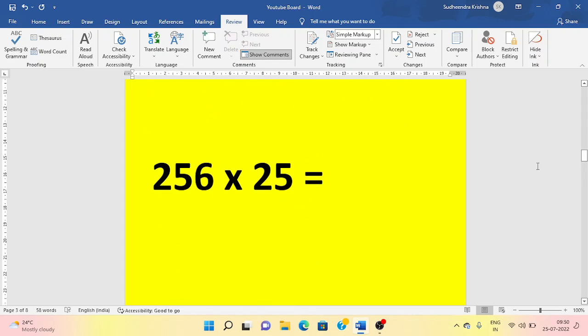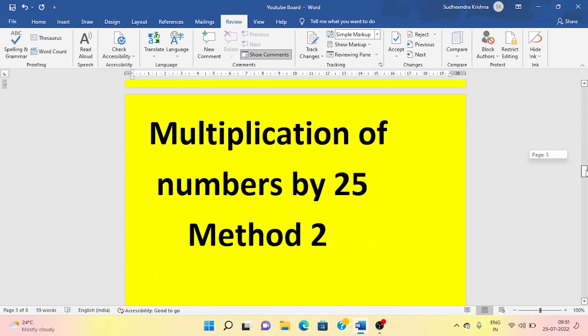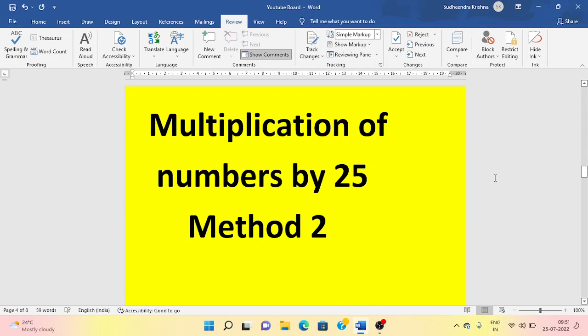Let us see the last example by using this method. We have the number 256 into 25. So divide 256 by 4. 256 divided by 4 will give you 64. When 256 is exactly divisible by 4, you are getting 64 and you are getting 0 as the remainder. So put 2 zeros in the right portion of the answer. So 256 into 25 is equal to 6400. It's as simple as this. So we have seen method 1. Now let us see method 2.